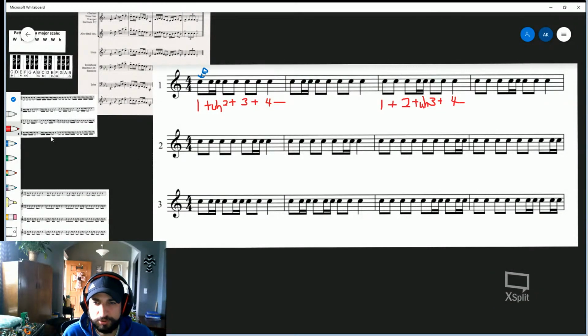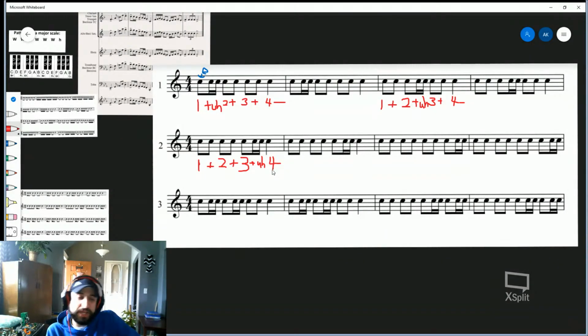Okay, let's look at line 2. You have 1 and 2 and, and this is on beat 3, and 4. So 1 and 2 and 3 and a 4. Be careful not to say E. I have a few people that try to do that, okay? Same thing in the second measure.